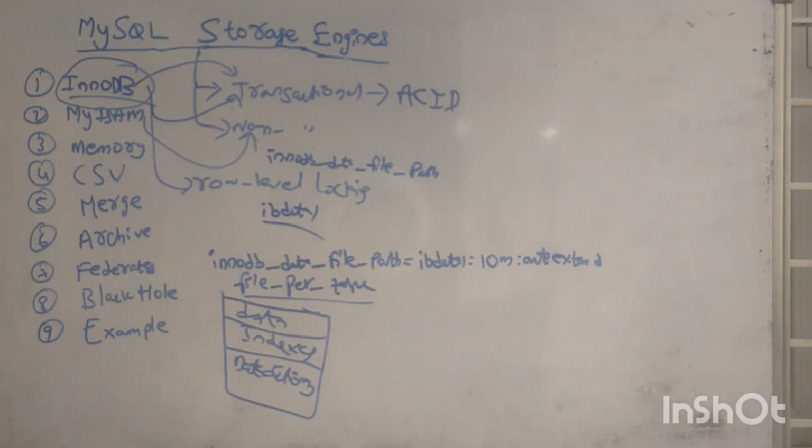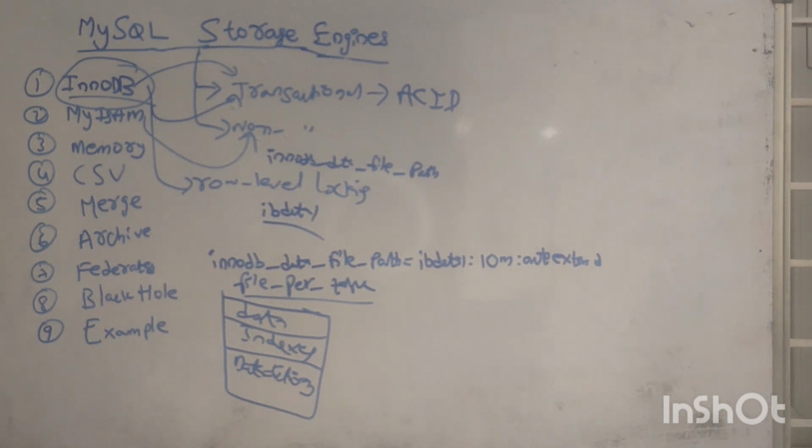Now tables in the shared table space are limited by the 64 terabyte table space limit. Each file per table space has a 64 terabyte size limit, which means it can grow and provide plenty of space for each table to grow in size. So each table can grow up to 64 terabytes of space when you use file per table.